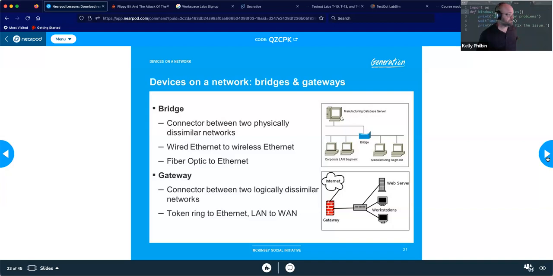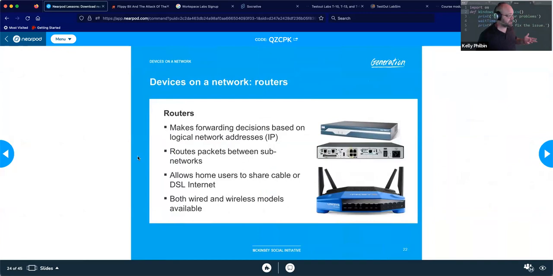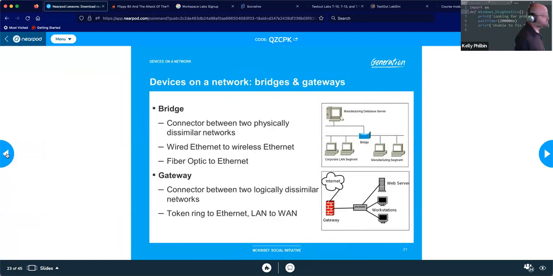So now we get to a gateway. This is also known as a router. They're kind of the same thing, depending on how they're used. A gateway connects logically dissimilar networks, so between a LAN and a MAN, or a MAN and a WAN. Or if I wanted to connect two star networks together, I would use a router or a gateway.